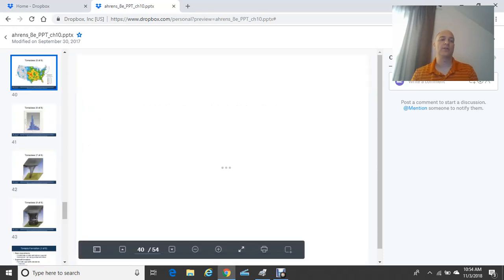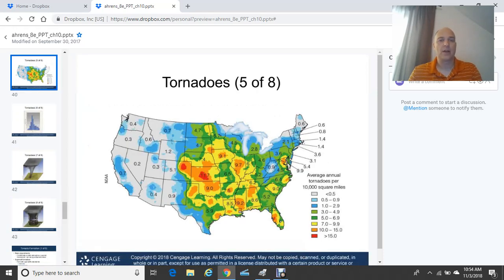It's a really cool website. All right, so this is the average annual tornadoes per 10,000 square miles chart. Oh, wow, look at out west. Look in the western United States. The source on this image is NOAA. And by the way, look at out west there. There's hardly any tornadoes. Wow, I wonder why.